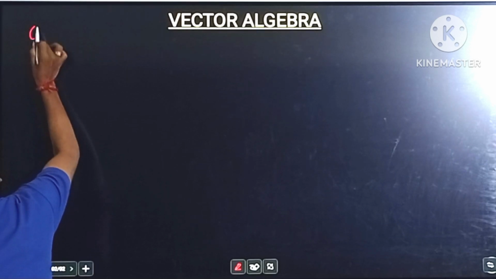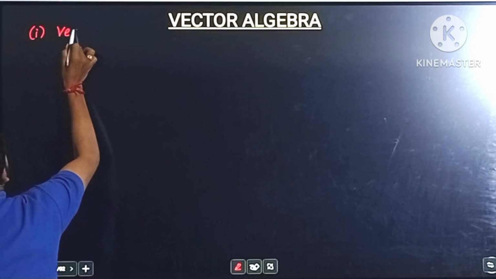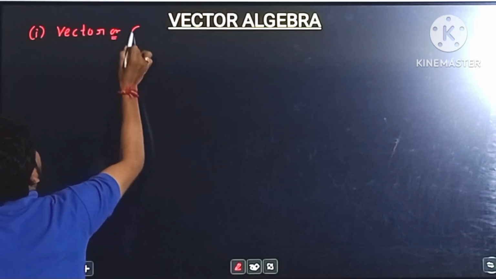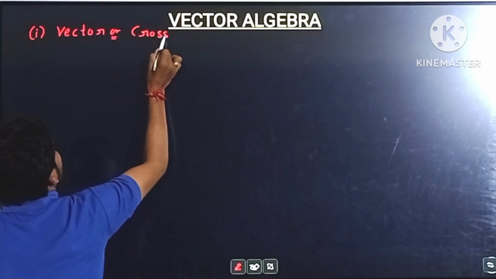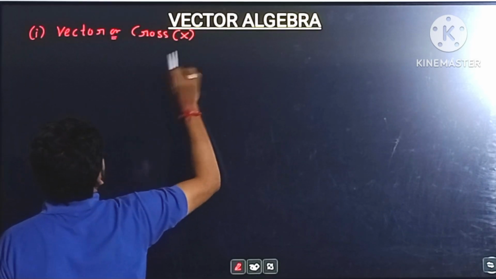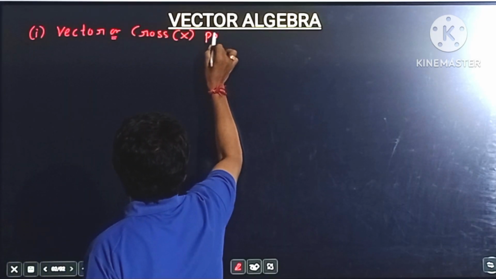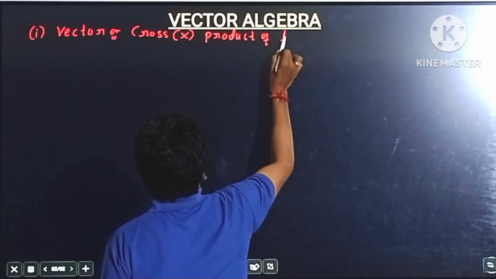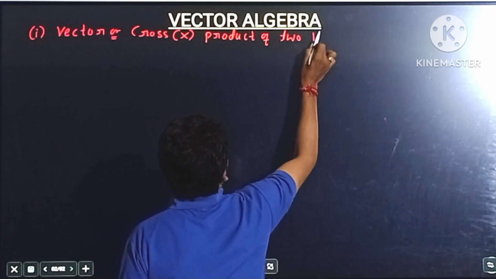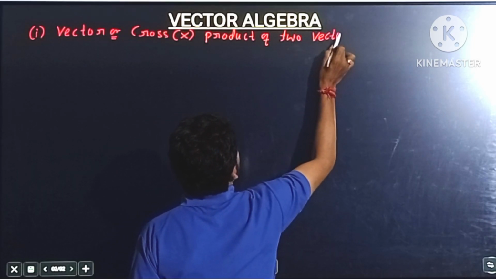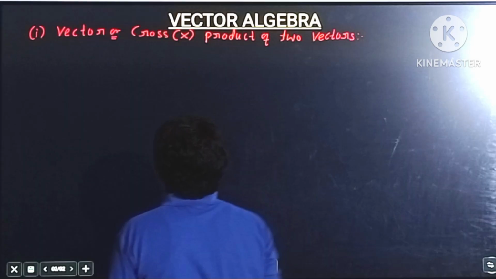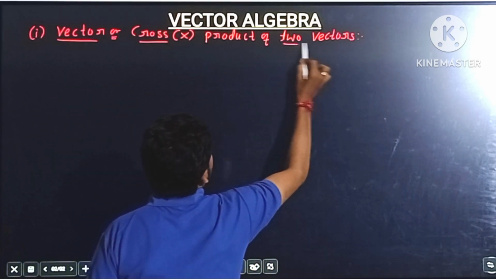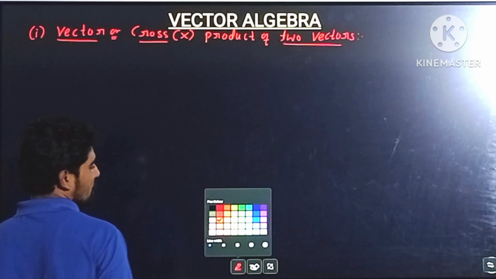Here the first concept is vector product or cross product of two vectors. See here, what is this cross product of two vectors and how can we calculate the cross product of two vectors?